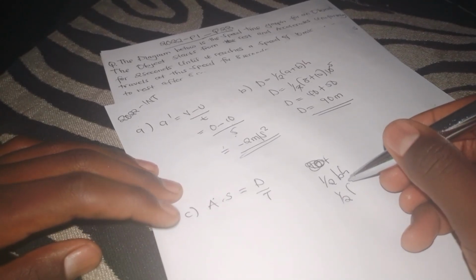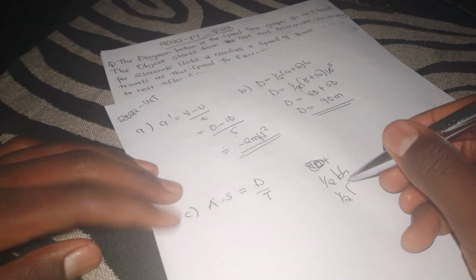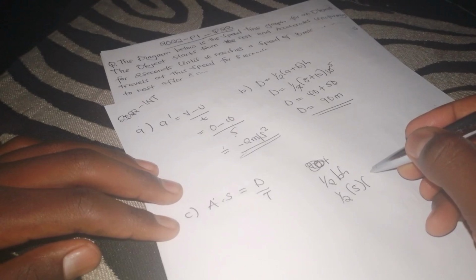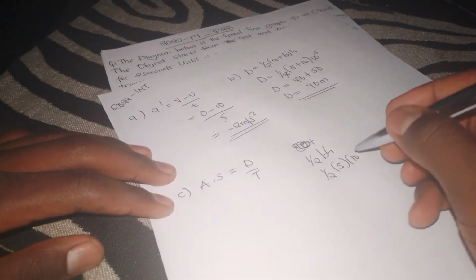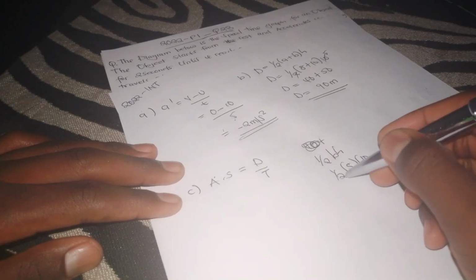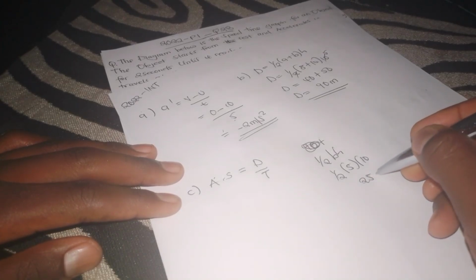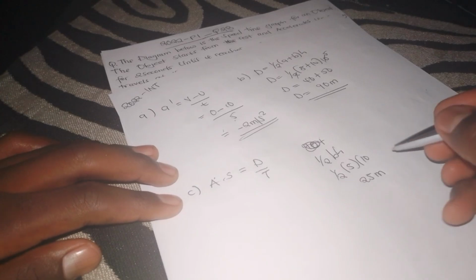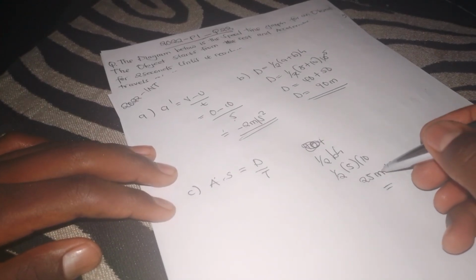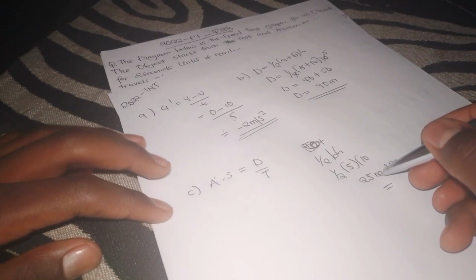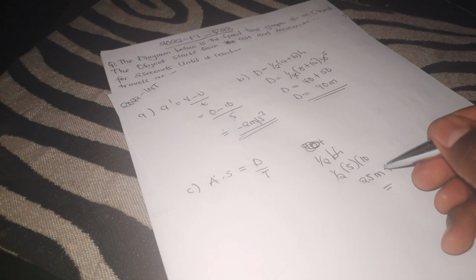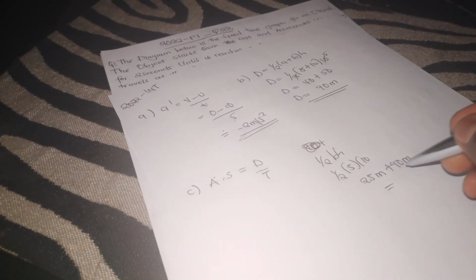is 5, then our height is 10. So 5 times 10 is 50, divided by 2 is 25. 25 meters plus 90 meters. This is our total. We're going to get the total distance for the whole journey. We're going to get 115 meters.